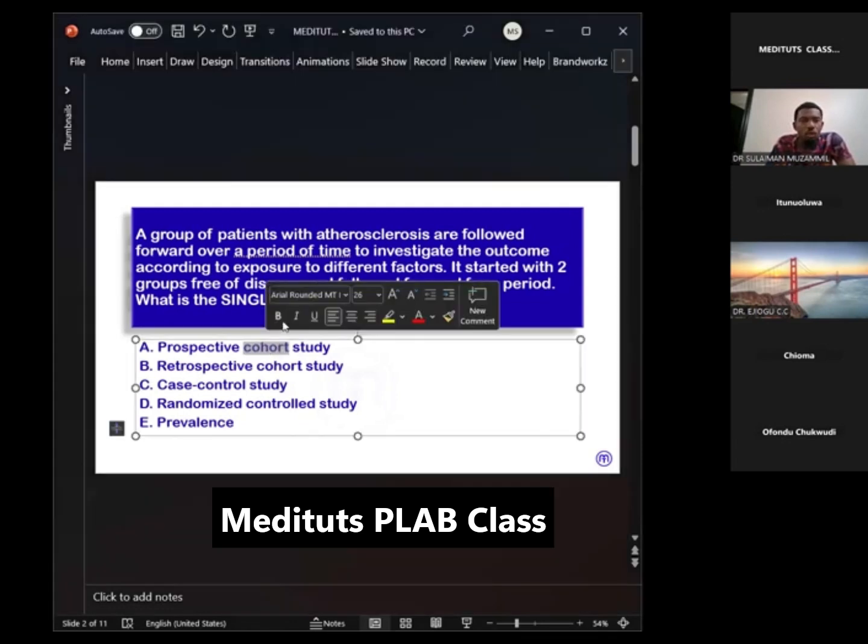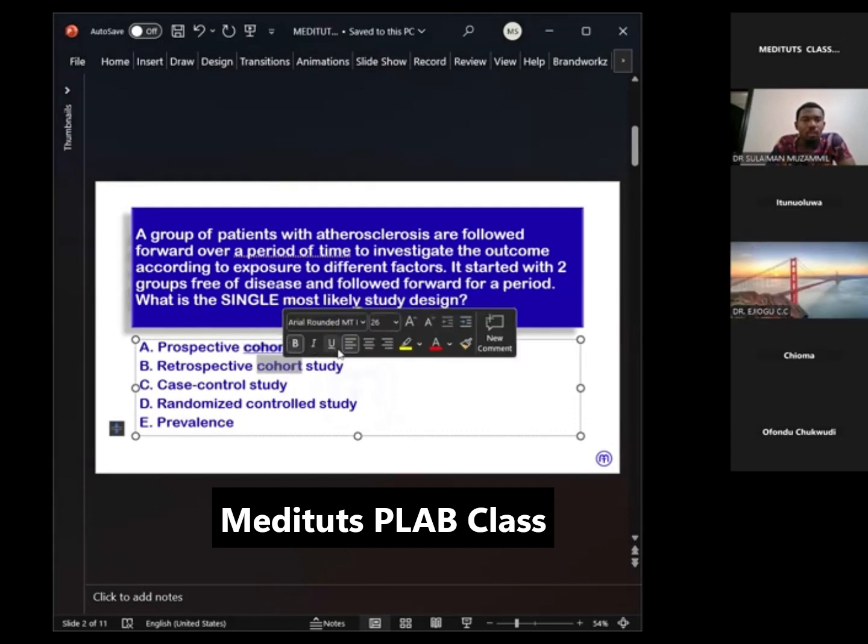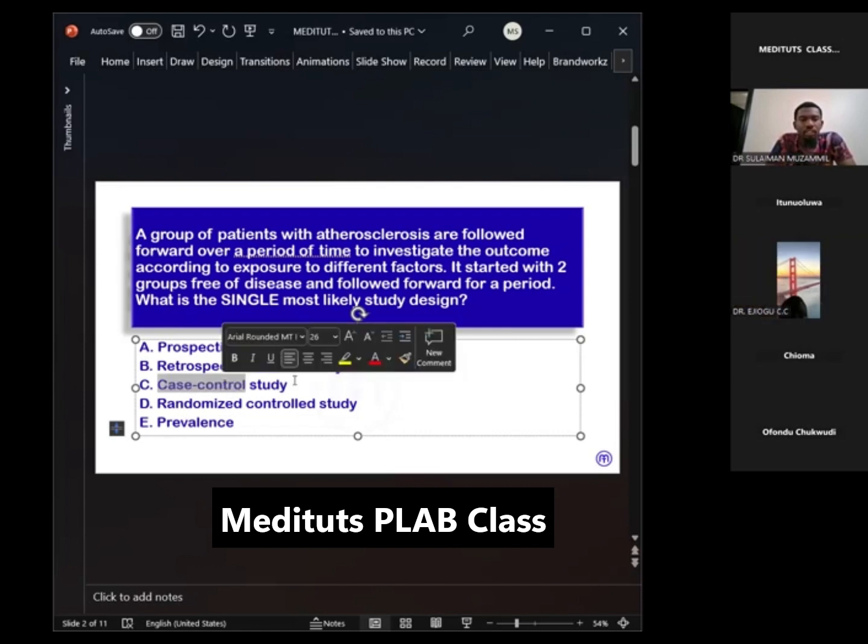So when we say the word cohort, we are talking about someone who was studied over time. Whether he was studied into the future or into the past, it is still a cohort study. So the point of a cohort study is everybody is going to be studied. Those with the factors, those without the factors, and then we look and see what the difference in the outcome is.